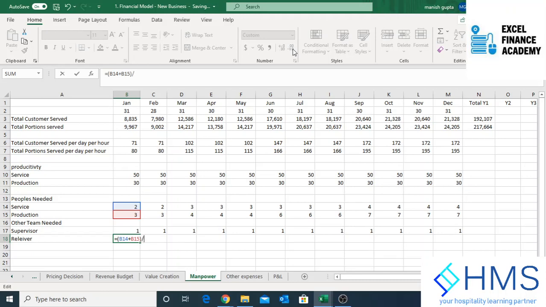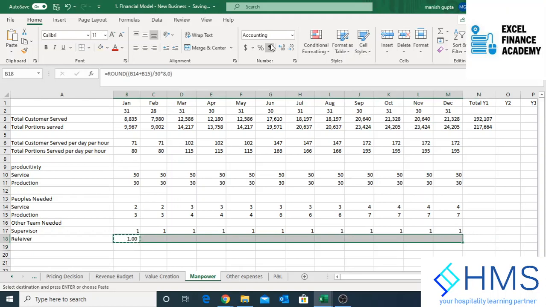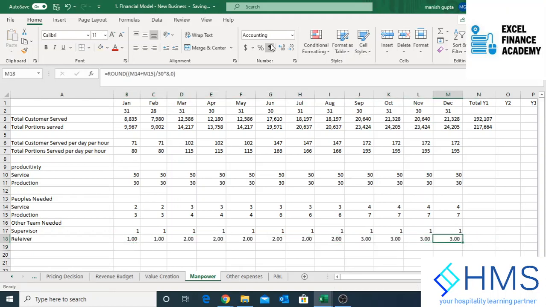So divide 8 by 30. So you need 1 extra person, that is 1.3, but you can always round it, it doesn't have to be exact. You can always use the roundup formula, rotation, departmental rotation, or pay slightly more.